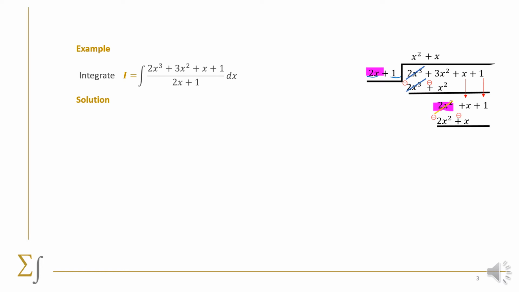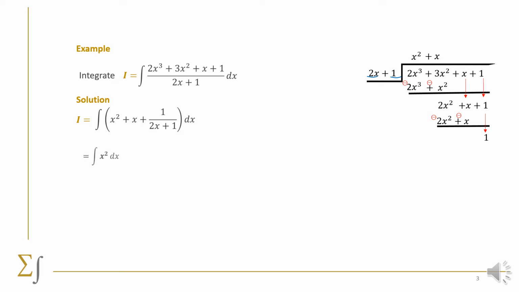Again, we change the sign. We see that the 2x squared and the minus 2x squared add up to 0. The x and the minus x add up to 0. And here comes the 1 to be the remainder. So our integral I will be rewritten in the form of x squared plus x plus 1 over 2x plus 1. And we all know that the 1 is the remainder we got over there.